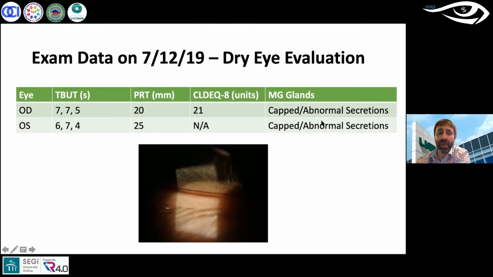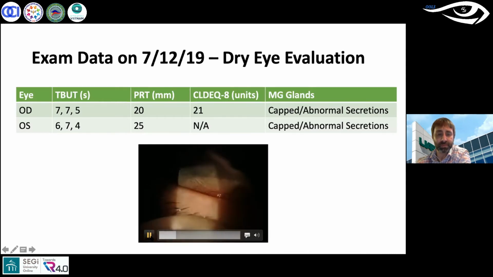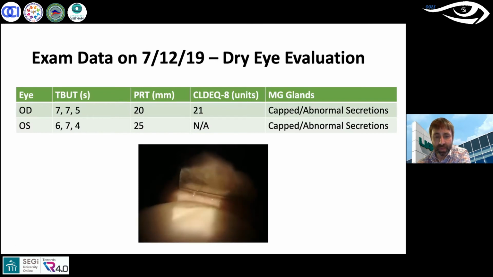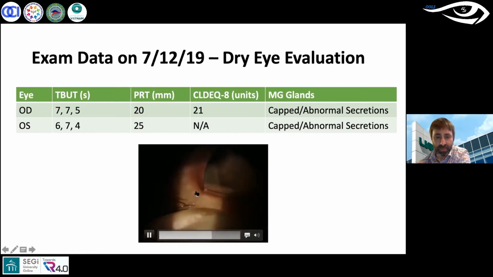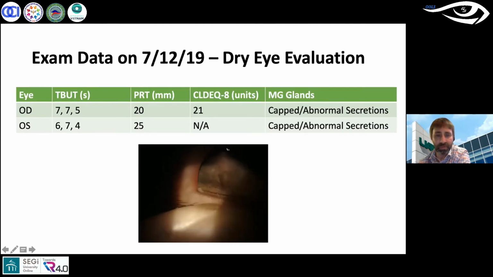And they also had some abnormal meibomian gland secretions and some capped glands. This is a picture that my colleague, Anna Tishner, took of someone who had capped glands and poor oil. So here's the video, and you can see the oil kind of coming out. It's like toothpaste, and this is exactly what my patient looked like in office. So we're really thinking this person has some sort of evaporative dry eye, along probably with contact lens discomfort.